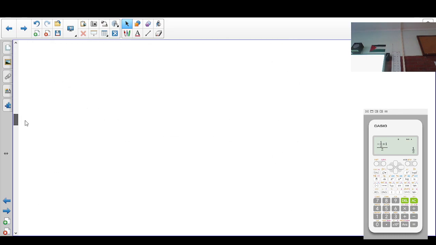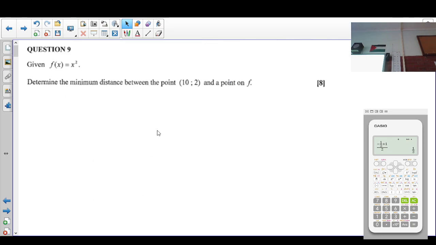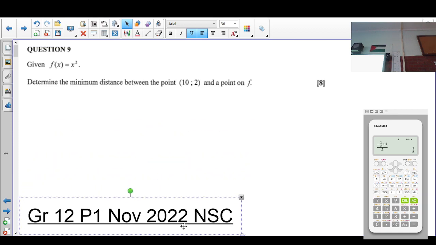There seemed to have been a, what's the name, paper, no? Nice paper. So I made a couple of mistakes here. Alright, people. We are given f of x equal to x squared. Determine the minimum distance between (10; 2) and a point on f.